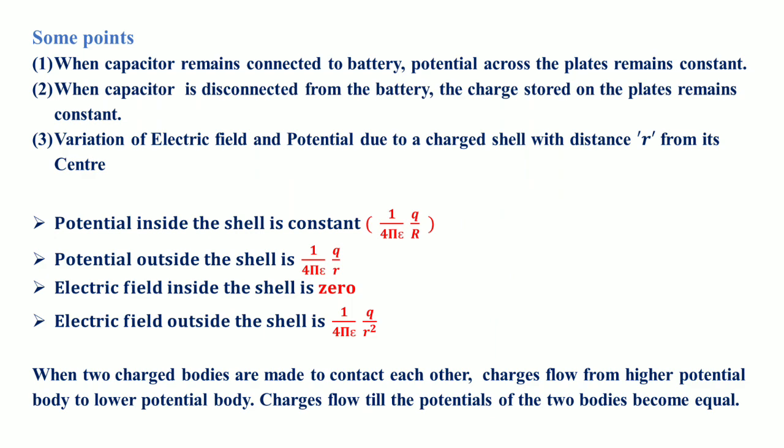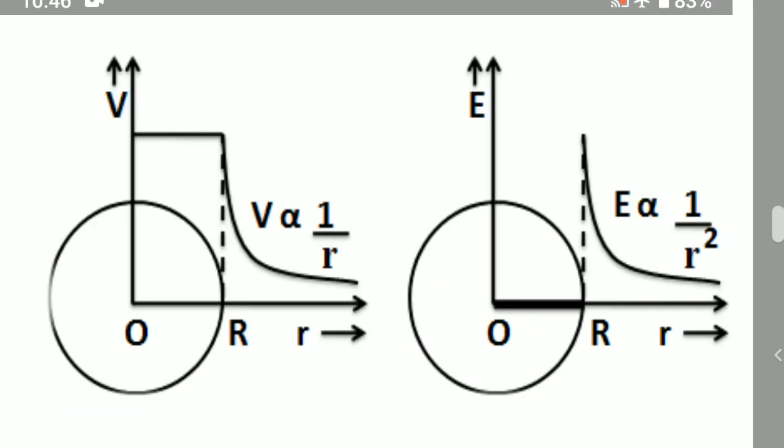When two charged bodies are made to contact each other, the charge will always flow from higher potential to lower potential, that we already discussed, till they have the same potential, or the potential difference becomes 0. So these are the important points you have to remember.